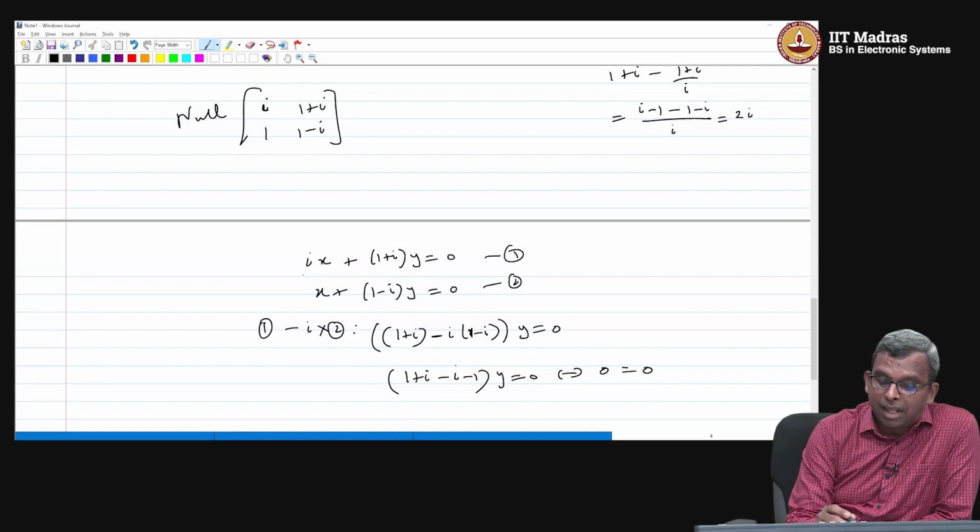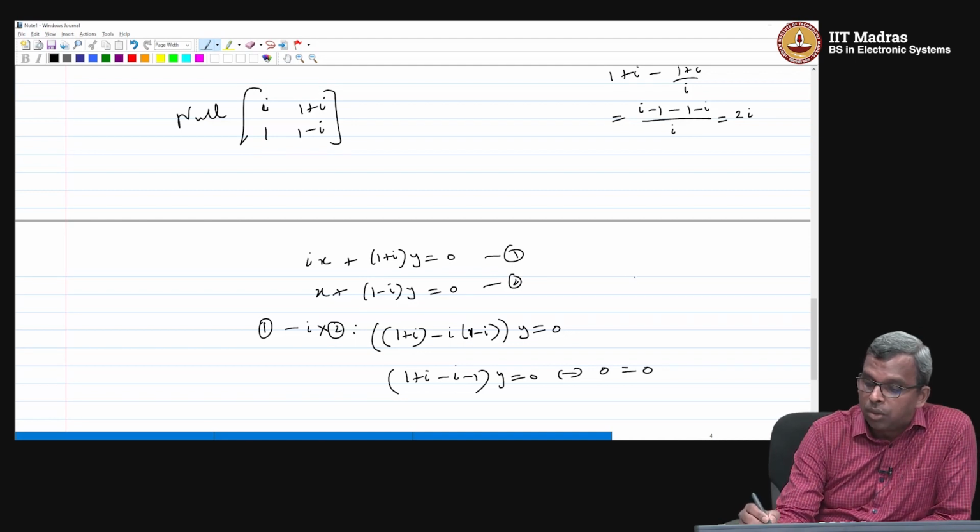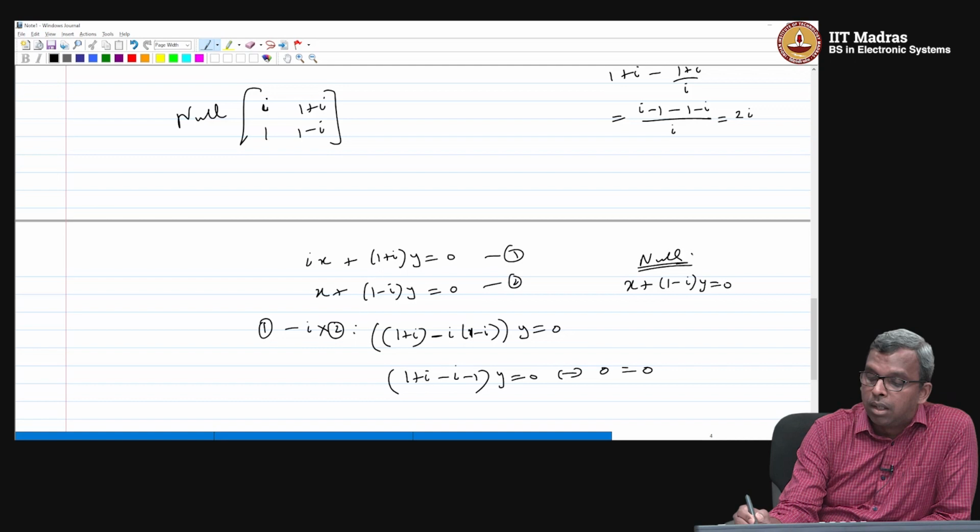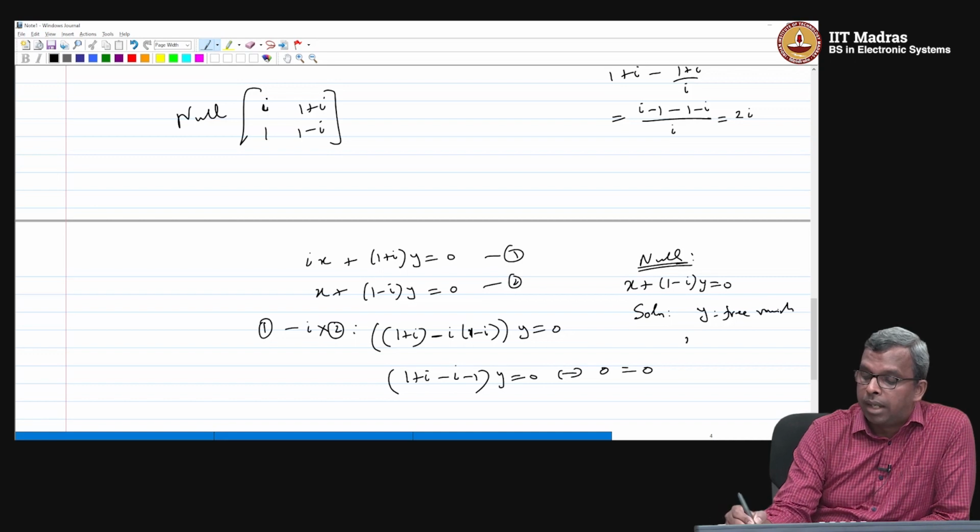So these two equations are actually exactly the same. You can just ditch one and worry about only one of the equations. Take the first equation, x + (1-i)y = 0. This is the null space. To write it in terms of a basis, you can pick y to be arbitrary. Let me write down the solution. y is taken as the free variable and x becomes minus (1-i)y.